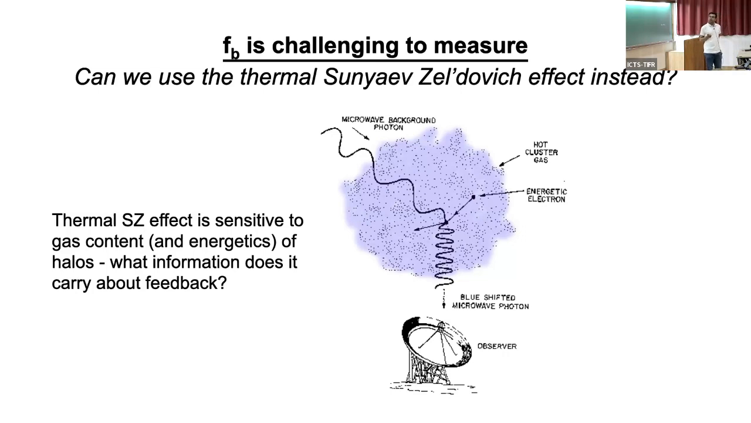This thermal SZ effect is sensitive to the energetics. So in addition to the gas content, it is also sensitive to the temperature of the gas, and that will be correlated with how much baryonic feedback there is. So can we get some handle on the baryonic feedback, as well as how it affects the total matter distribution, by just analyzing the thermal SZ effect?